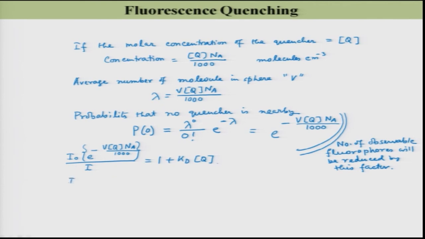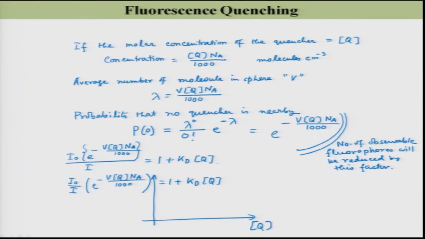So, in this case it is simple. Now, I 0 by I into e to the power minus V Q N A by 1000 equals 1 plus k d Q. So, what should I plot? I should plot this one versus Q. Then I will get a straight line, and the intercept will be equal to 1 and the slope will be equal to k d.